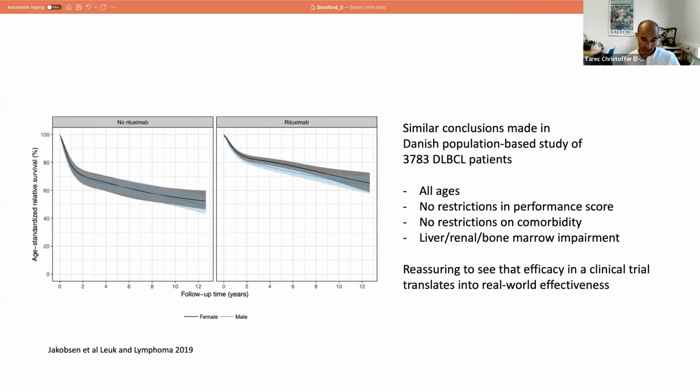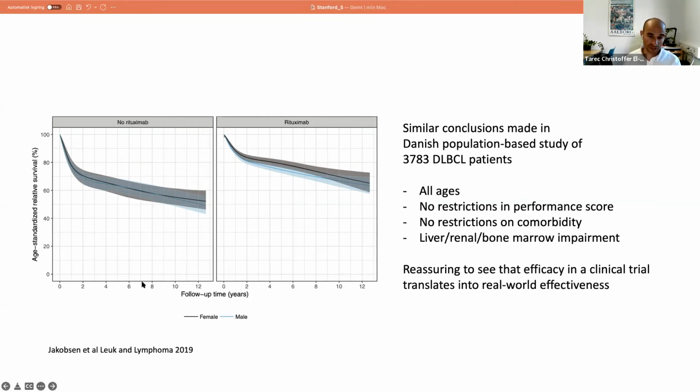We looked at this in our own data in the Danish lymphoma database, and this is a database that really covers all patients in Denmark that are treated for lymphoma at Danish hematology departments, meaning virtually all patients, with a coverage of way beyond 95%. And this treatment was, of course, introduced to all patients, regardless of age, performance status. If you could tolerate CHOP, then you also receive rituximab.